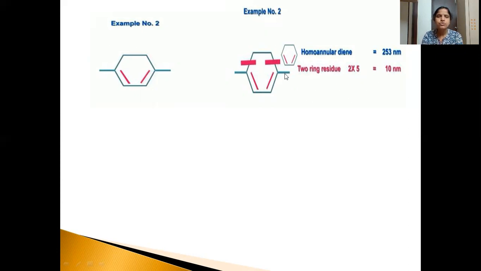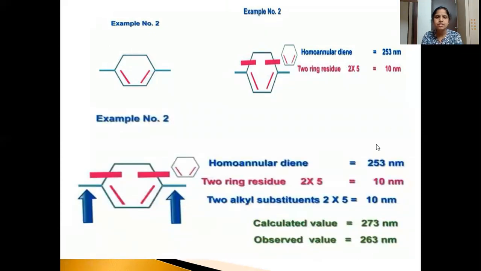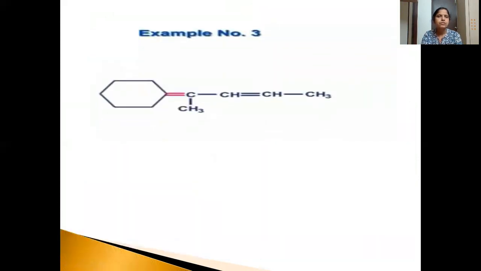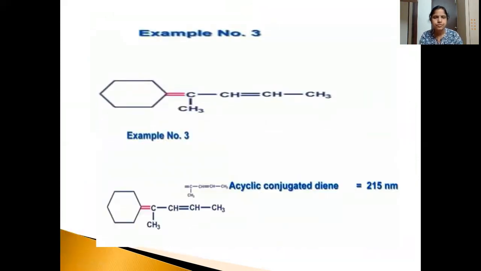It is also having 2 alkyl substituents. This is an alkyl substituent, and this is another alkyl substituent. So again, for each alkyl substituent, it is a 5 nanometer increment. So 2 alkyl substituents means 2 into 5, which is 10 nanometers. And if we add all these 3 values, we'll get 273, and the observed value was found to be 263. Now, next example.